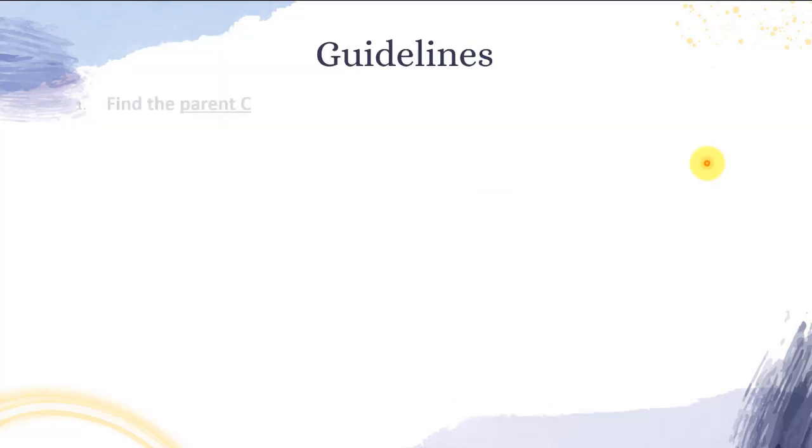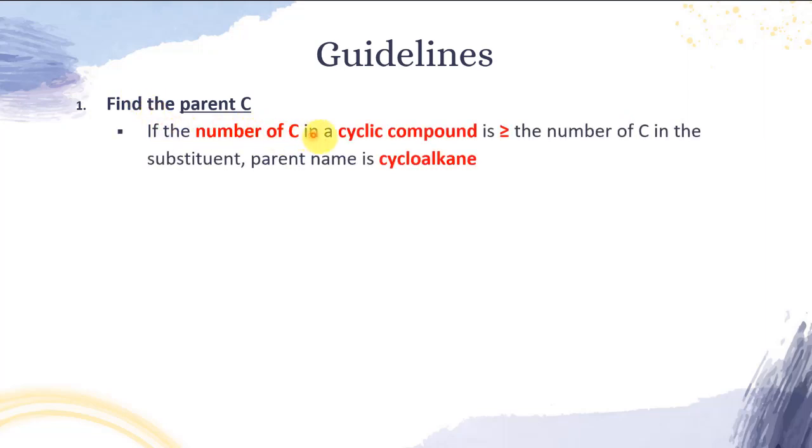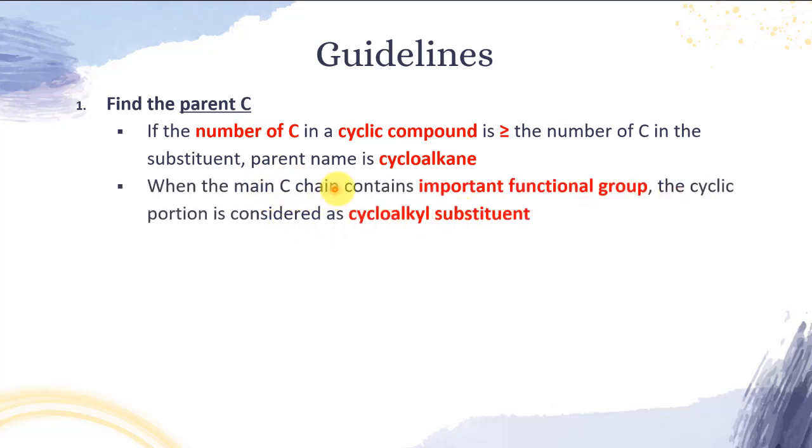So the guideline for cycloalkane naming: first of all, you need to find the parent. If the number of carbons in a cyclic compound is more than the number of carbons in the substituents, the parent will be your cycloalkane. Whichever has the higher number of carbons will be the parent. But if the main carbon chain contains important functional groups, then the cyclic portion will be considered as your cycloalkyl substituent. So we look at whether there is any functional group, or the number of carbons in your cyclic compound. So two things you need to check.